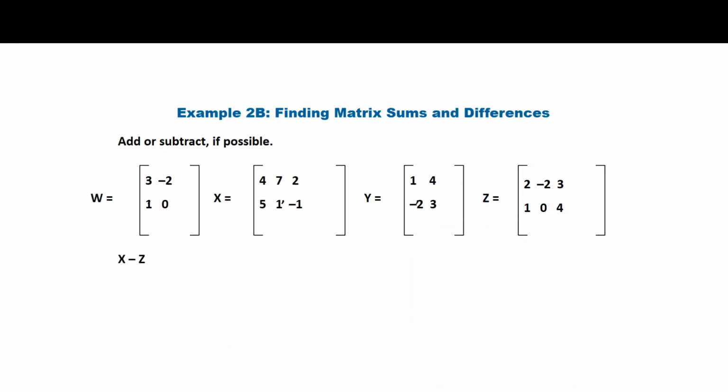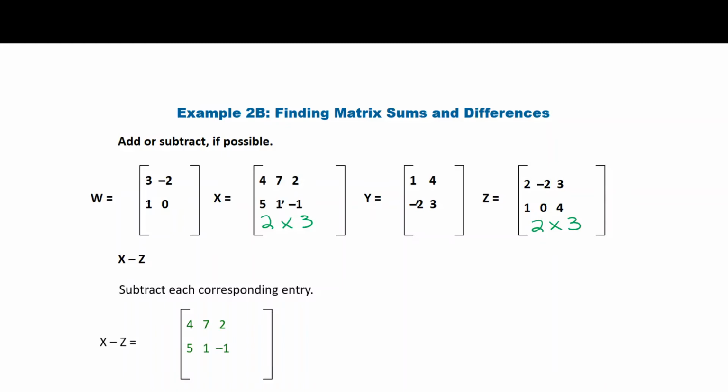All right. Here's another example. It says to add or subtract if possible, and this time it tells us to subtract X take away Z. So we're going to look at our dimensions first, and notice X has 2 rows and 3 columns. And Z also has 2 rows and 3 columns. Since the dimensions are the same, we can go ahead and subtract, and we're going to be subtracting each corresponding entry. So you'll need to write down on your paper each matrix, and then all you have to do is subtract. So it stays in the corresponding entry.